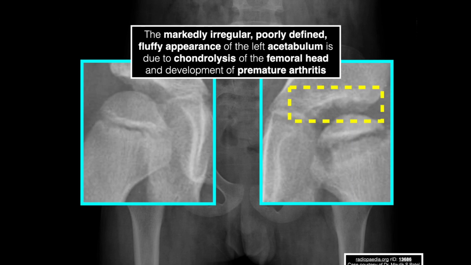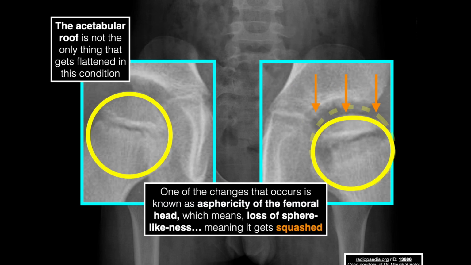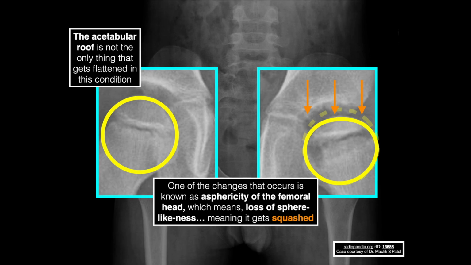The markedly irregular, poorly defined, fluffy appearance of the left acetabulum is due to chondrolysis of the femoral head and development of premature arthritis. The acetabular roof is not the only thing that gets flattened in this condition. One of the changes that occurs is known as asphericity of the femoral head, which means loss of sphere-likeness, basically meaning that the normal spherical shape of the femoral head gets squashed. You can appreciate the difference between the nice spherical shape of the right femoral head and the more compressed shape of the left femoral head.